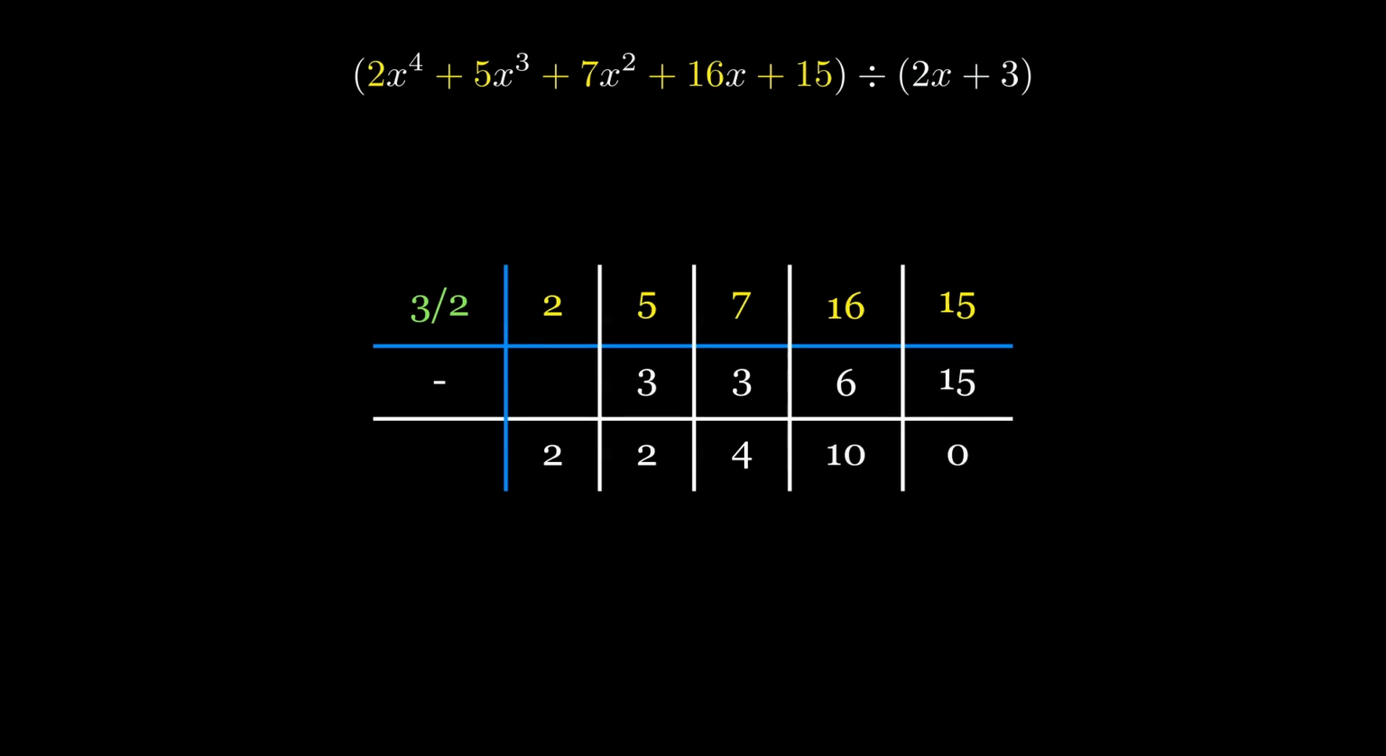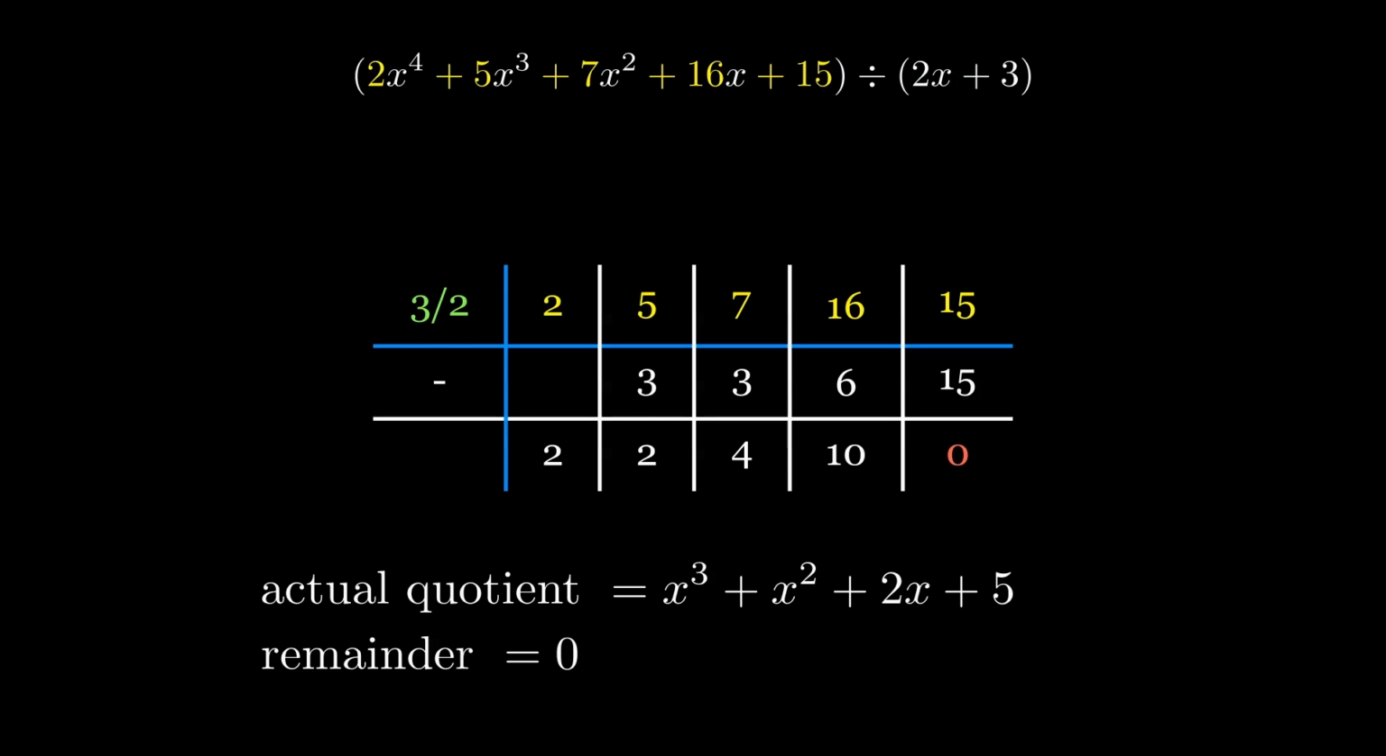Here we get the remainder to be 0. Now we would divide this quotient by 2 to get the actual quotient.